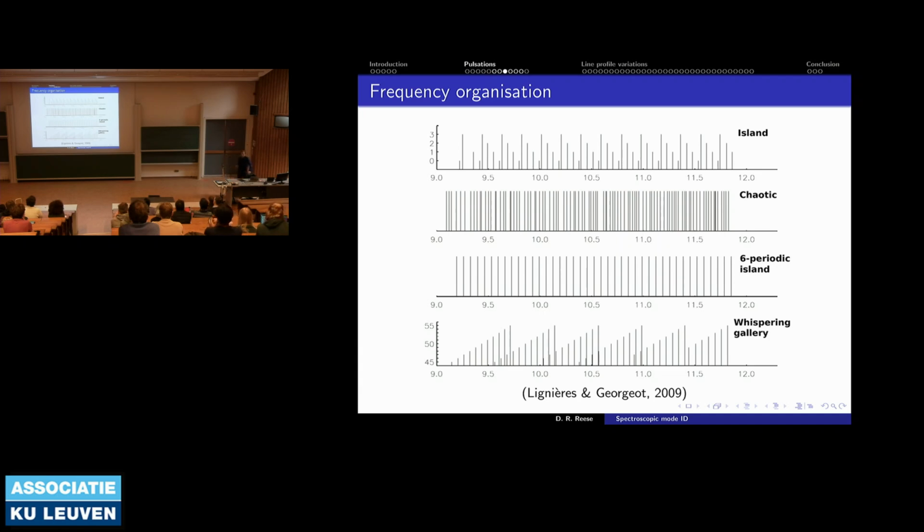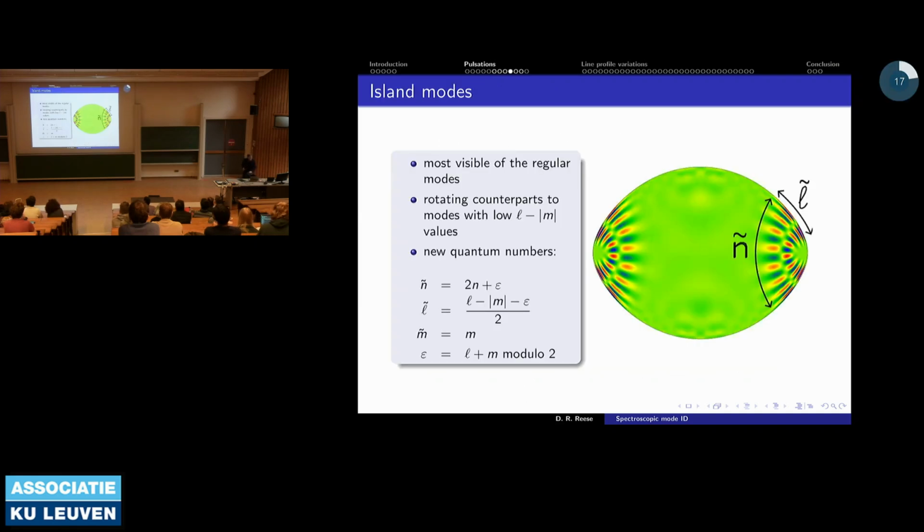Of course, when you observe a star, you don't have any nice label saying, well, I'm a chaotic mode or I'm an island mode or whatever. This is all messed up together, and you have to figure out how to interpret this. So I'm going to focus on island modes because they're the rotating counterpart to low degree modes, modes with a low number of latitudinal nodes. So it's really given by the harmonic degree l minus the absolute value of m.